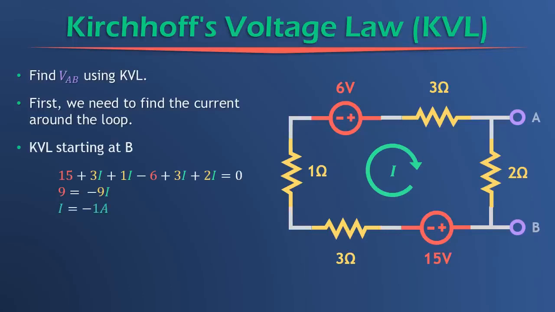And what does -1 amp mean? It means it's actually 1 amp in the opposite direction that we specified. So yeah, it is in fact in the other direction.